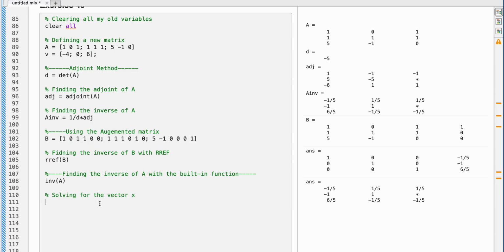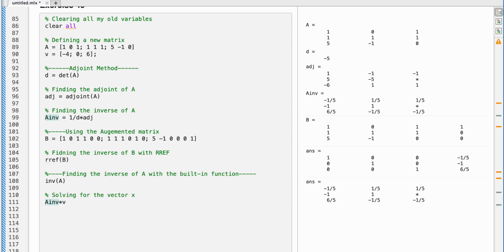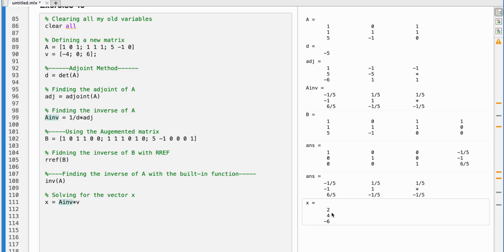And now we want to solve for the vector x. What we're going to do is multiply that inverse A inverse times the v vector. And this is going to give us our x vector. So if we do that, we get that our x vector is 2, 4, and -6. And that should be our final answer.